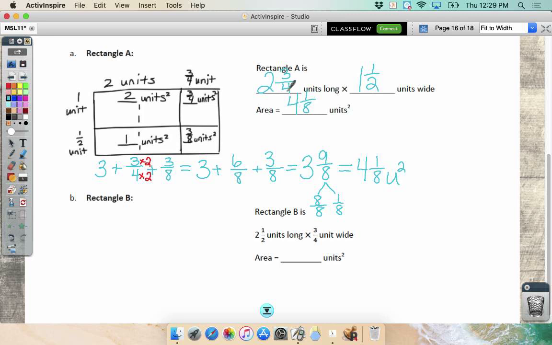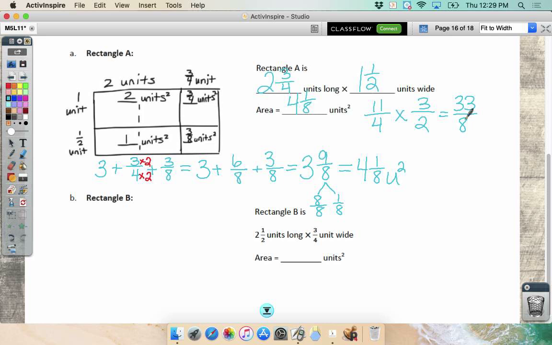2 times 4 is 8, plus 3, 11. So 11/8, no, 11/4, sorry. Times 2 times 1 is 2, plus 1 more is 3. Times 3/2. So when I multiply, straight across. So 11 times 3 is 33, and 4 times 2 is 8.